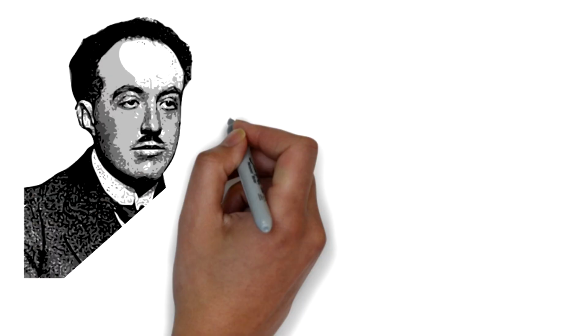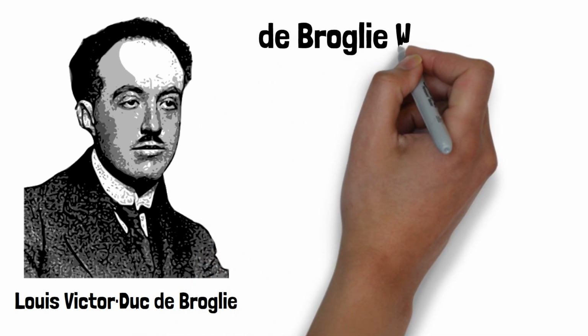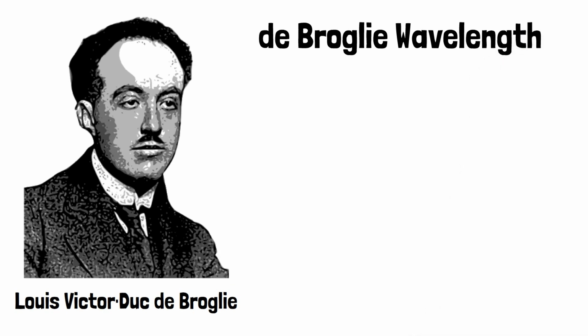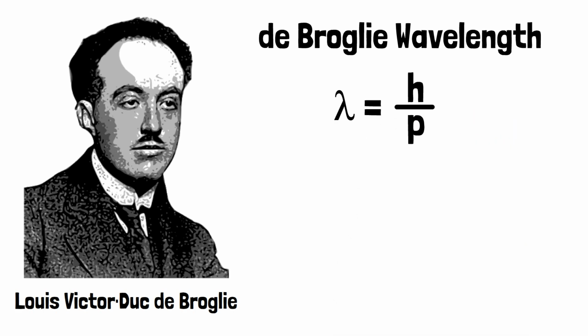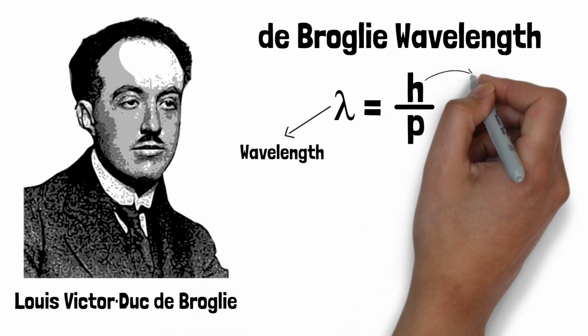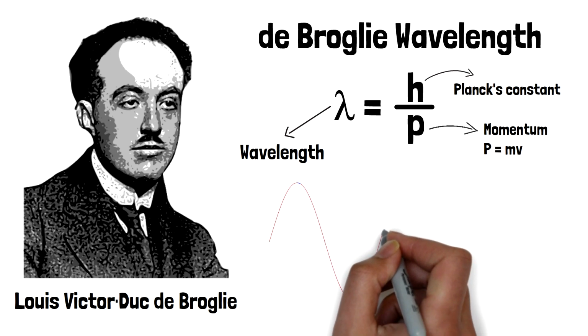Now, how do we calculate the respective wavelength for each particle? Well, it is determined by the de Broglie hypothesis, which was proposed by the famous physicist Louis Victor Duc de Broglie. In this equation, wavelength is equal to h divided by p. The left-hand side letter stands for wavelength, h stands for Planck's constant, and p stands for the momentum of the particle, which is equal to mass multiplied by velocity.